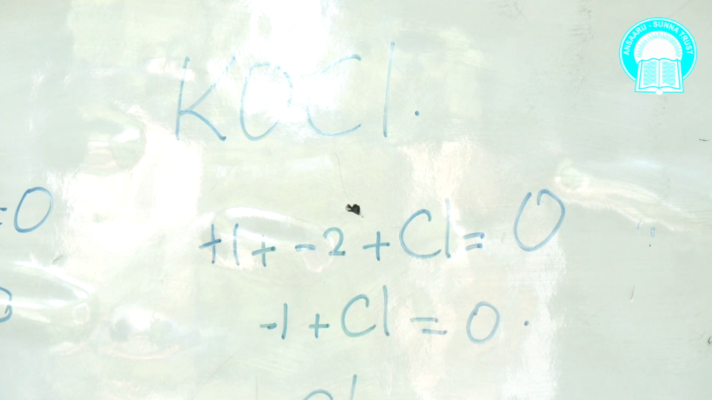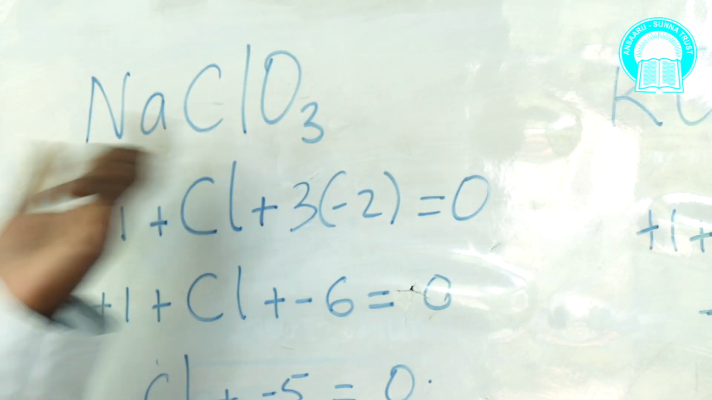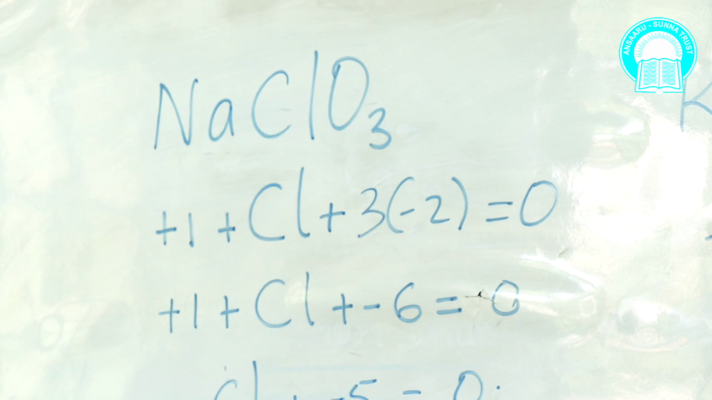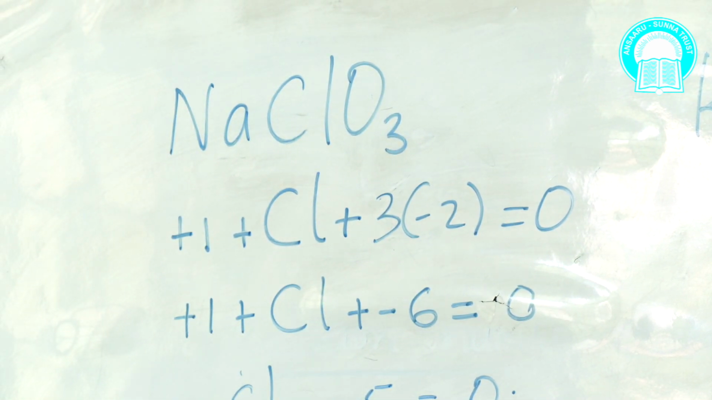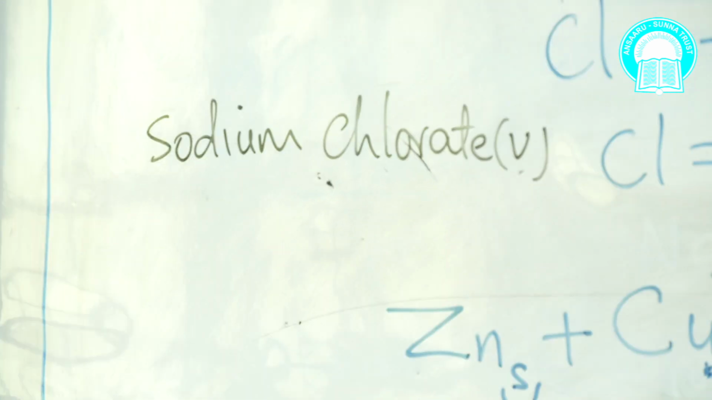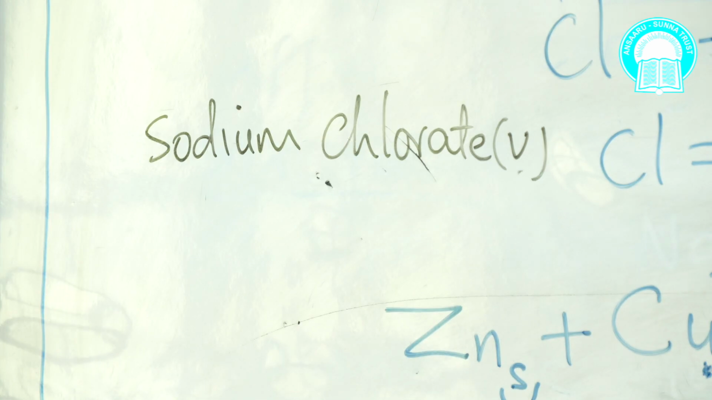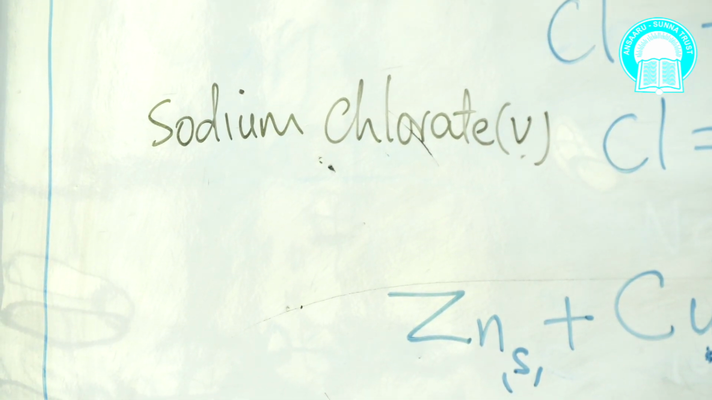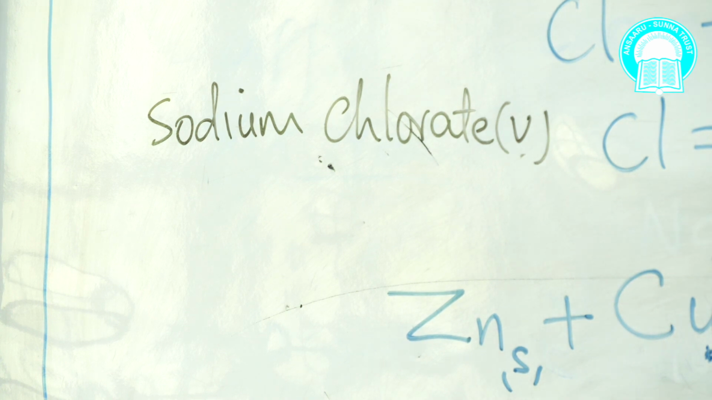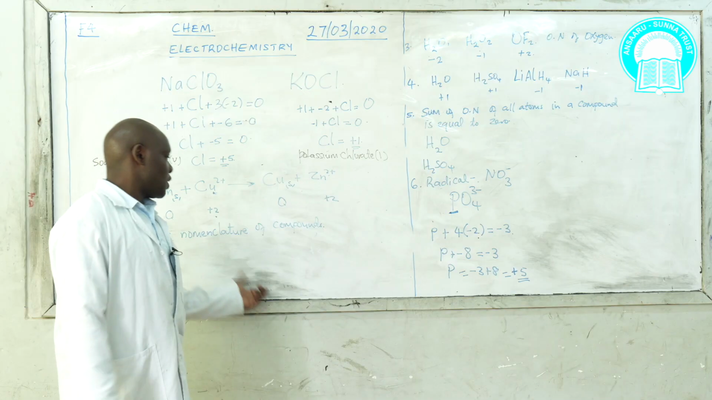This one is sodium chlorate. Sodium chlorate is a common name. But the IUPAC name is not sodium chlorate. It is sodium chlorate 5. So we can use the oxidation numbers to give the names of compounds, especially compounds of elements that have got more than one oxidation state.